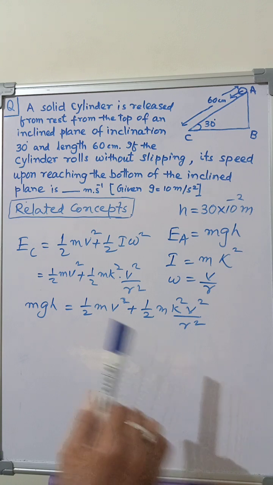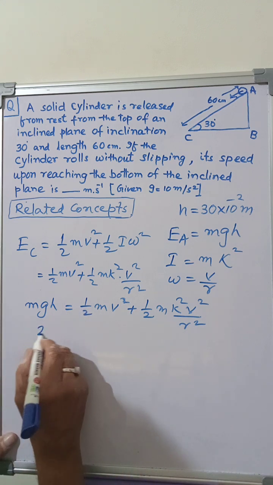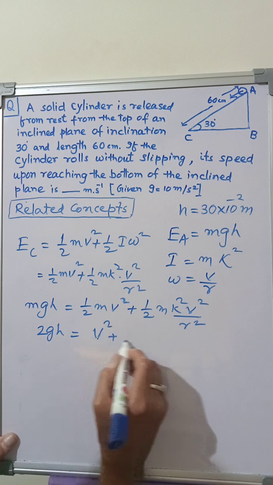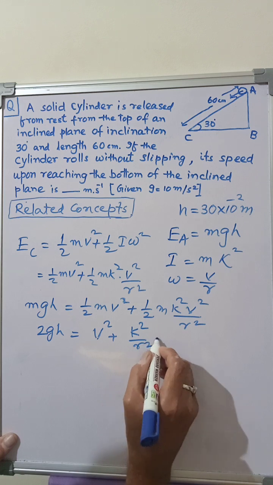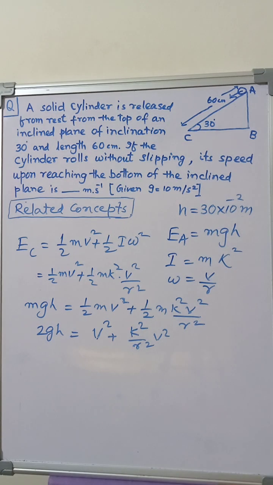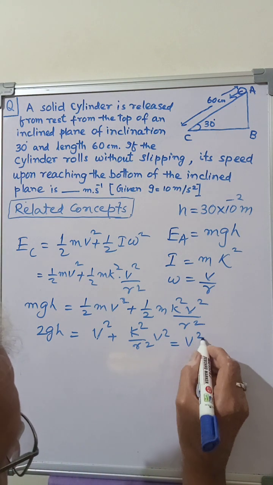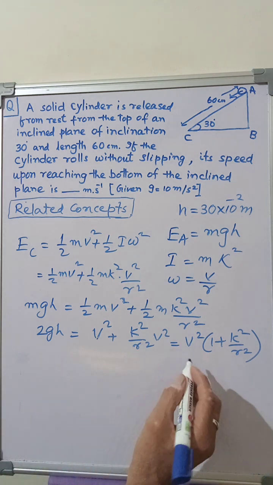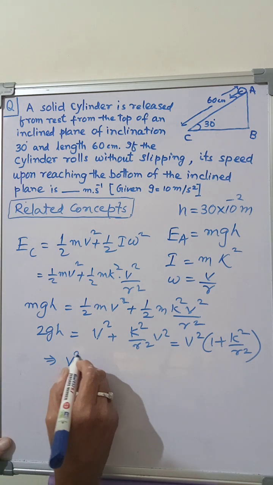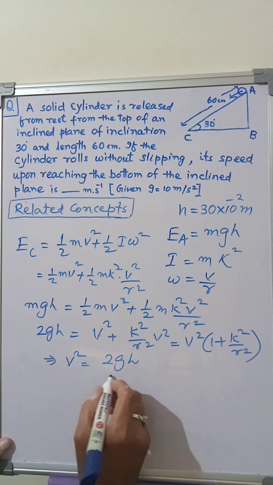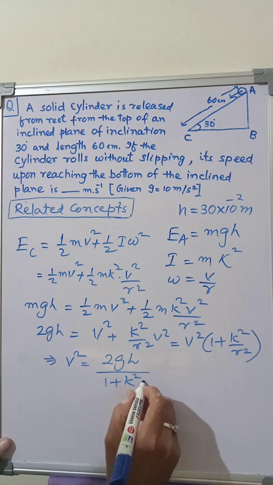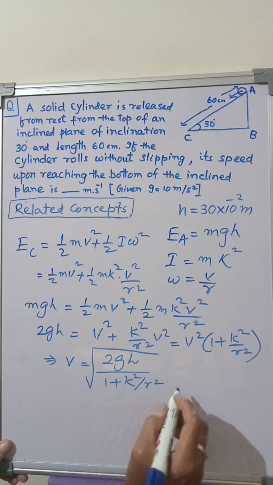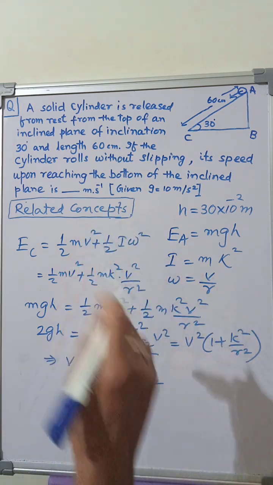Now multiplying throughout the equation by 2 and dividing it by m, we get 2gh is equal to v square plus k square by r square into v square, which can also be written as v square into 1 plus k square by r square, which can be written as v square is equal to 2gh divided by 1 plus k square by r square, or we can write v is equal to root over 2gh by 1 plus k square by r square. Let us remove everything else and put it there.